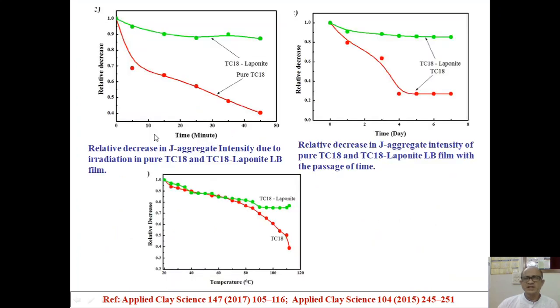These are some J aggregate conformation. But the interesting role of clay is that this one is intensity of second harmonic signal in presence of clay. This is in absence of clay, measured with time. You can see with time the intensity decreases in absence of clay, but in presence of clay it's almost stable.